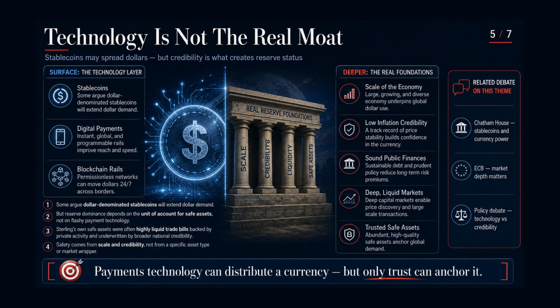A currency dominates when people trust the asset behind it. That trust comes from scale, credibility, low inflation, sound public finances, deep markets, and safe assets. Sterling's history is useful here. Sterling's global role was not built only on government bonds. It was also supported by private trade bills, which were trusted because they were backed by Britain's commercial power and financial credibility. So the message is payment technology can distribute a currency, but only credibility can anchor it.